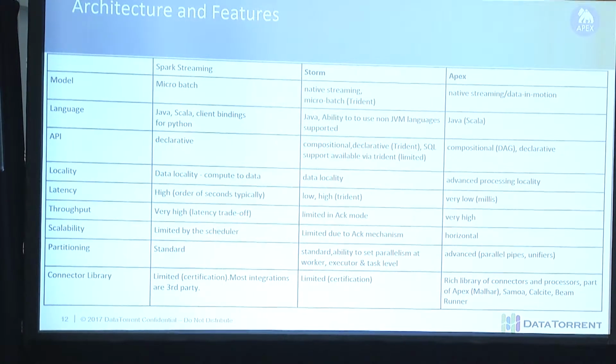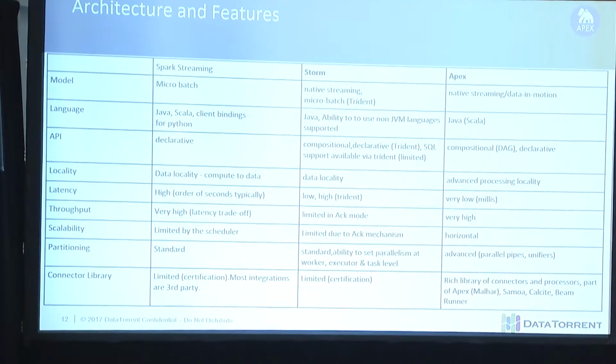In terms of the programming languages in which APIs are exposed, Spark Streaming supports very good Java and Scala APIs with client bindings for Python. Fairly intuitive for business sort of users. In Storm, you have Java with the ability to use non-JVM languages. Storm is written in Clojure, so you can use Clojure. Apex, you have Java, and there's limited support with Scala, and Python bindings are coming in reasonably soon.